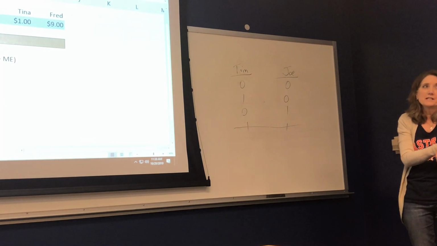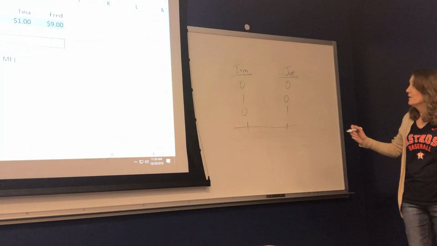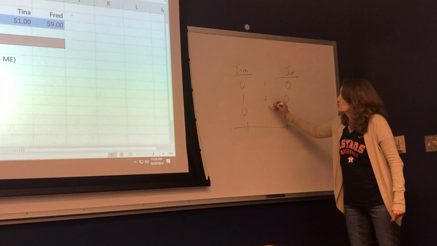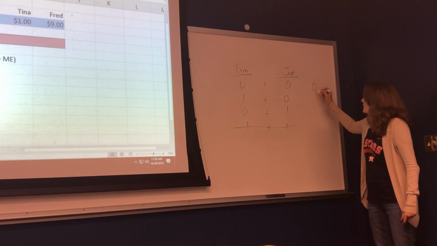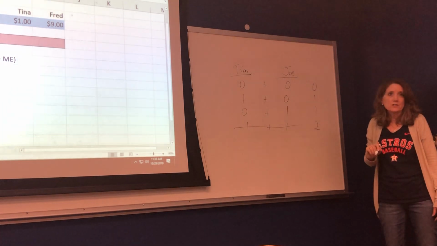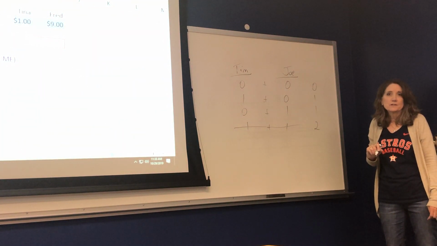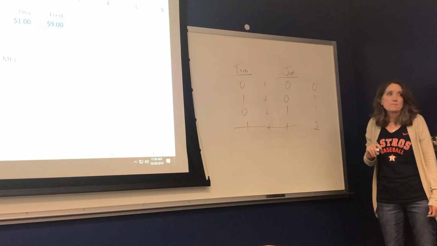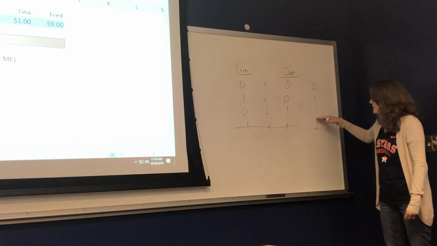Maybe instead of subtracting, we could add them. Sometimes you have to try several things, but if we added them, this is 0, 1, 1, 2. What could we then compare that to? Because remember, these we want to allow, this one we don't want to allow.